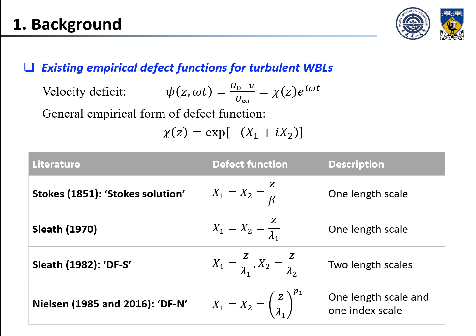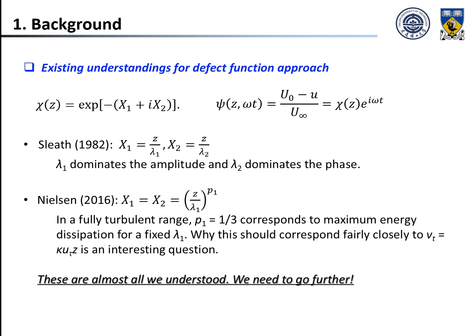DFS, proposed by Sleeth 1982, assumes x1 not equal to x2. It has two length scales. On the contrary, DFN, proposed by Nielsen 1985, assumes x1 equal to x2. It has only one length scale and one index scale. Sleeth stated that lambda1 dominates the amplitude and lambda2 dominates the phase.